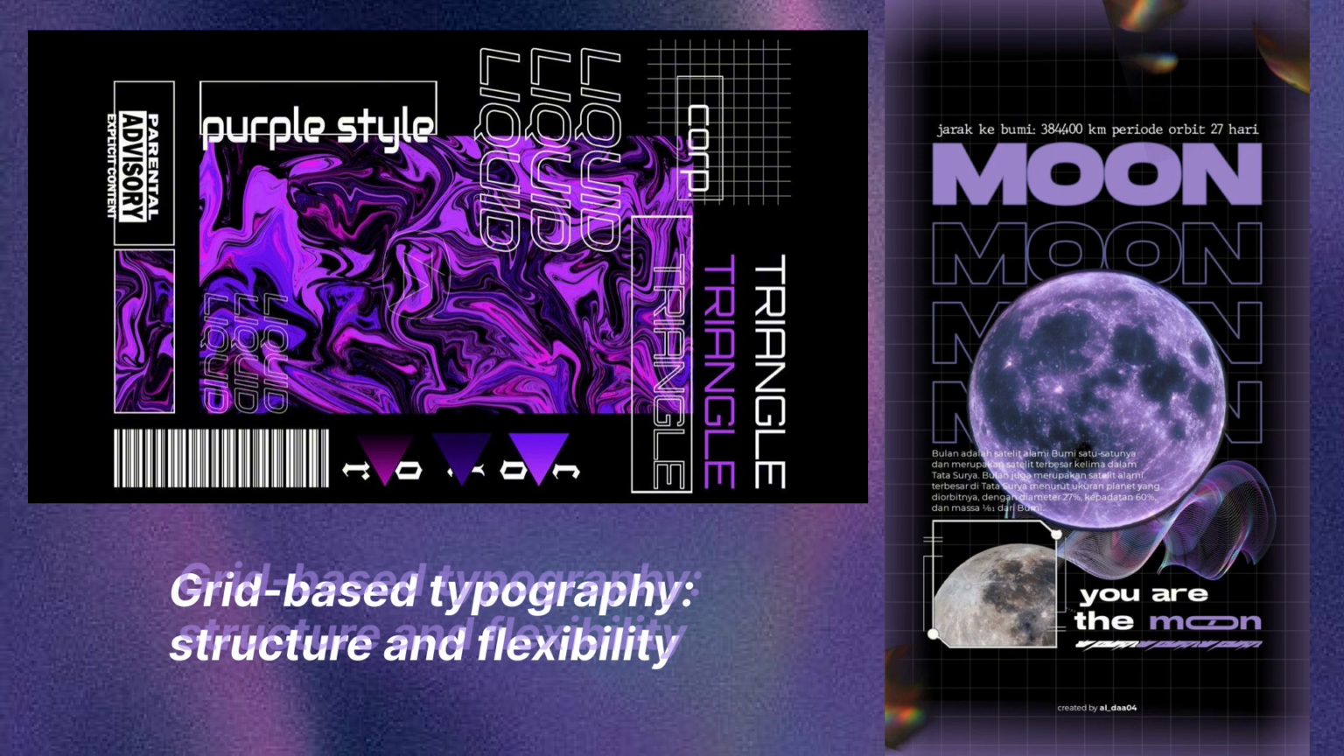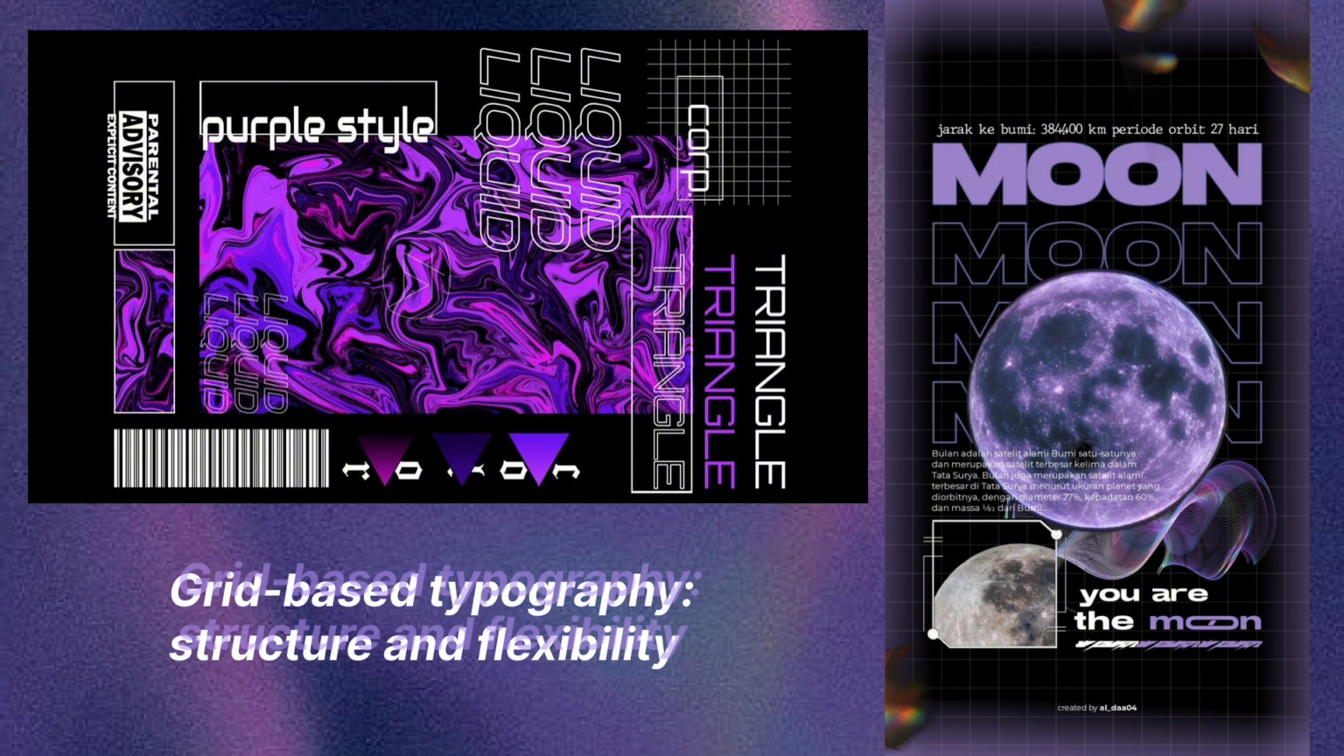Grid-based typography, structure and flexibility. Grid-based typography involves the use of a modular structure for the placement of text and graphic elements. The grid helps organize visual information, providing clarity, rhythm, and visual logic. However, the strict geometry of the grid can be complemented with softer and more expressive techniques such as transparency and overlay.